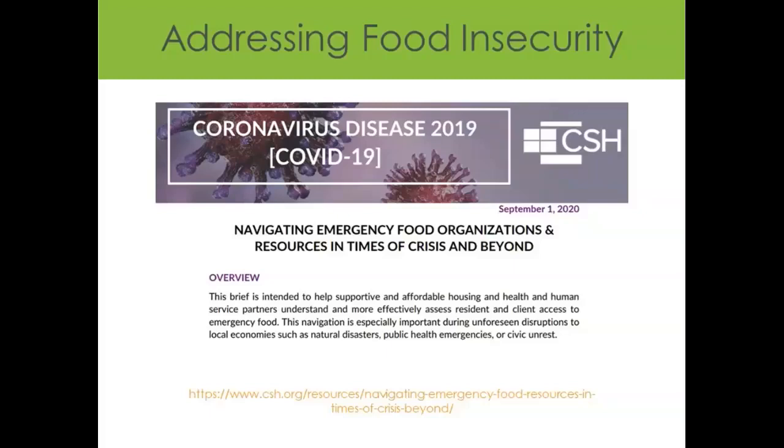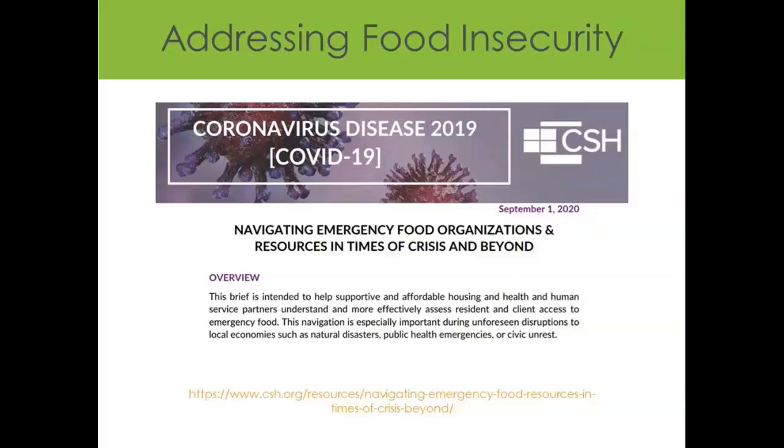I mean, I think many of us saw in the news the lines of folks lining up for food banks. I personally was involved working with the Greater Boston Food Bank up here and how to get food delivered to folks within supportive housing, particularly the elderly. And so I encourage you, CSH, the link is right here. This paper outlines some of the resources that are available to address food security for health and human service partners around the country.